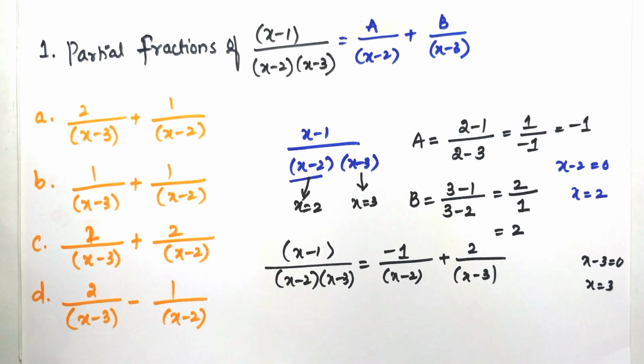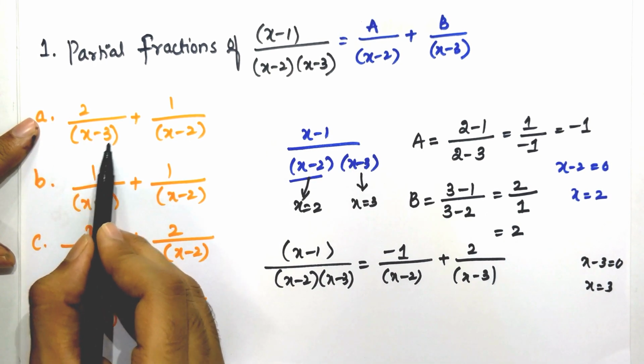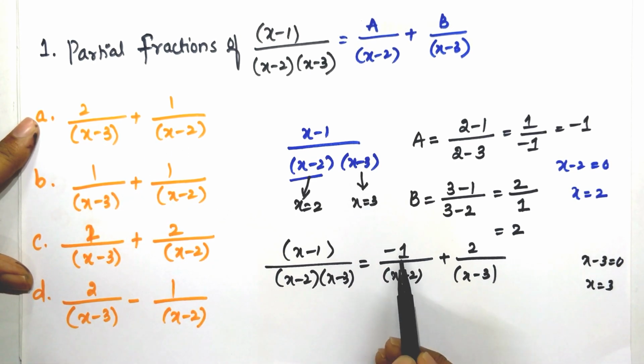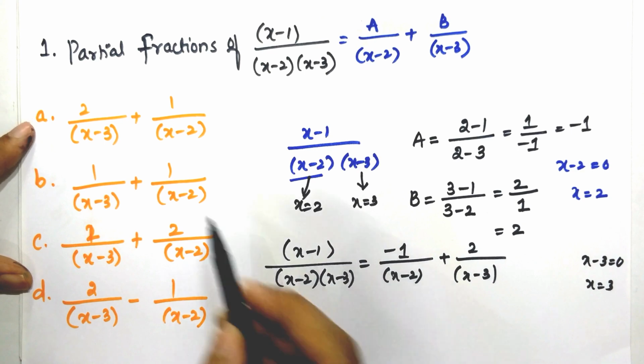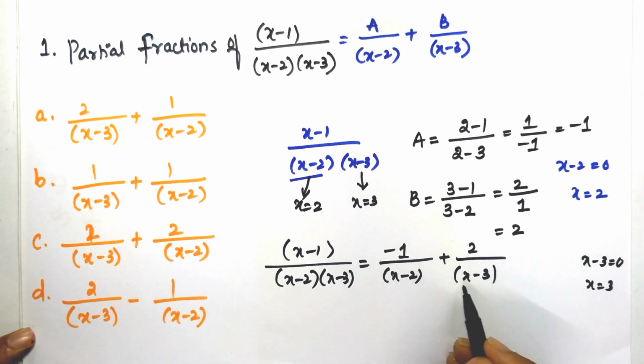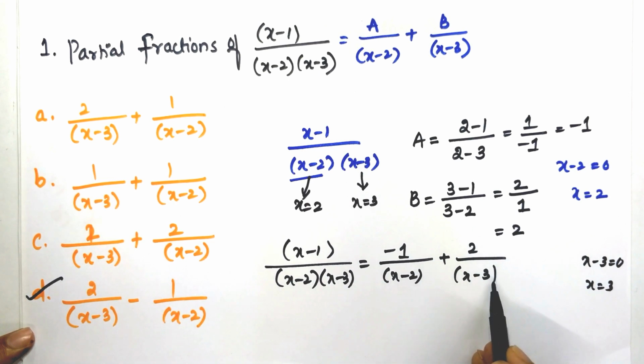Now look at the options. Which one is correct? Option A contains 2 by x minus 3 plus 1 by x minus 2. So here, for x minus 2, the numerator we got is minus 1. So we will have minus 1 in the fourth term for x minus 2, and for x minus 3 the numerator is 2. So option D is correct. Compare this: 2 by x minus 3 minus 1 by x minus 2.